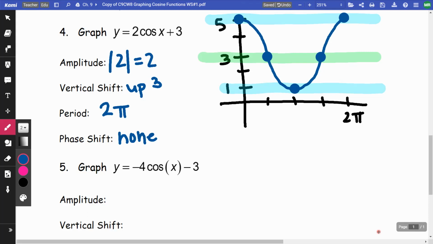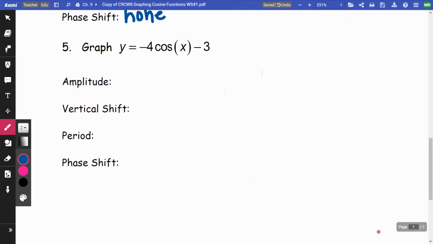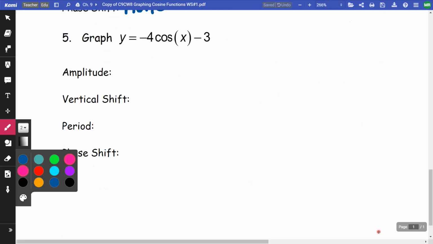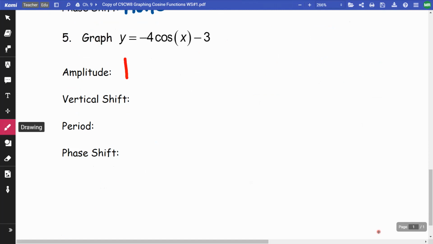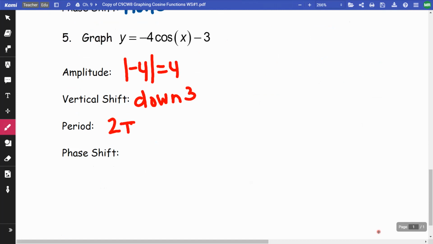And for number 5, my amplitude is the absolute value of -4, which is 4. My vertical shift is down 3. My period is 2 pi. And my phase shift is none.